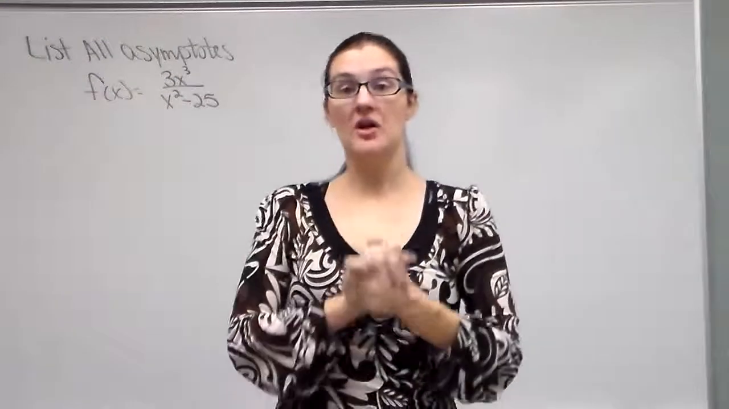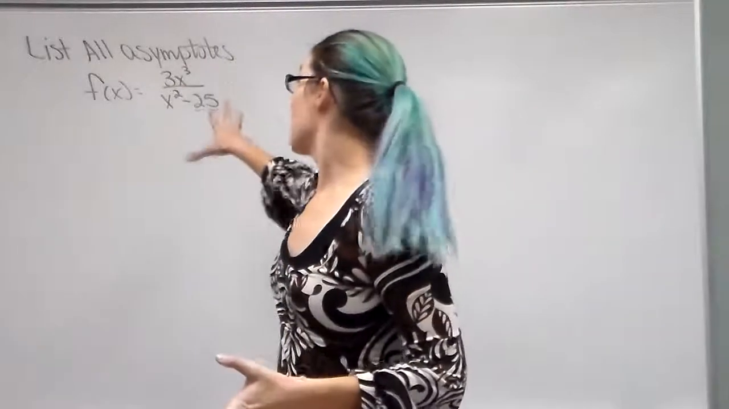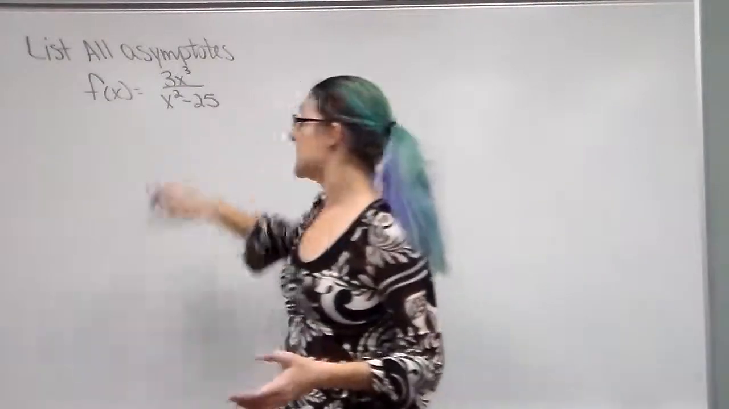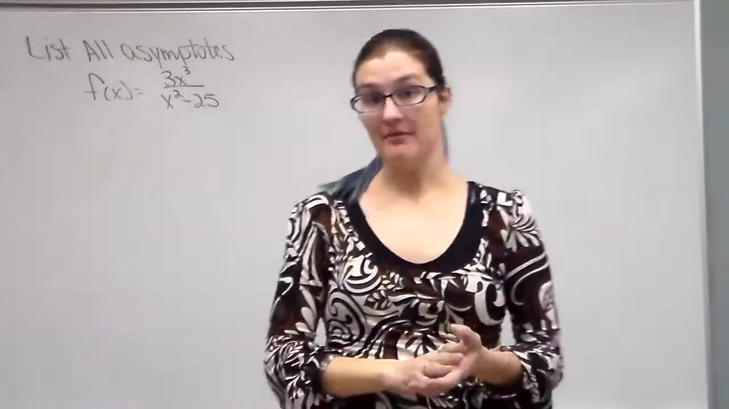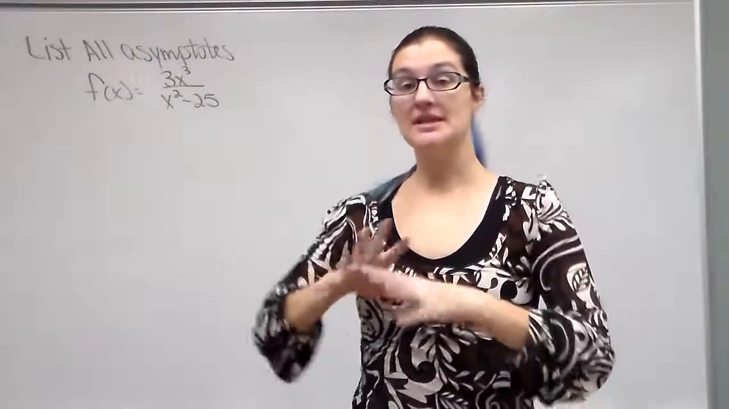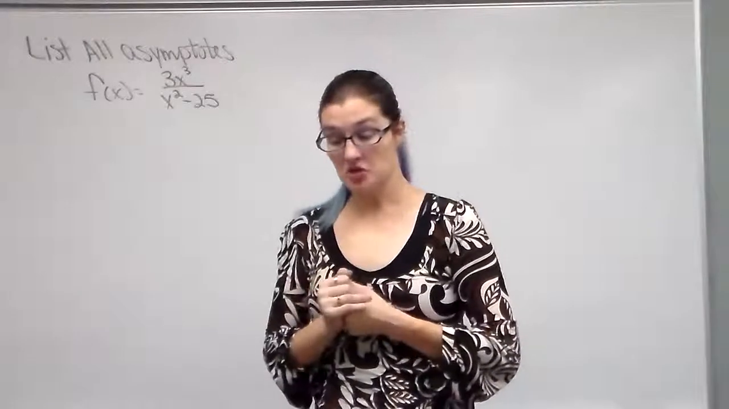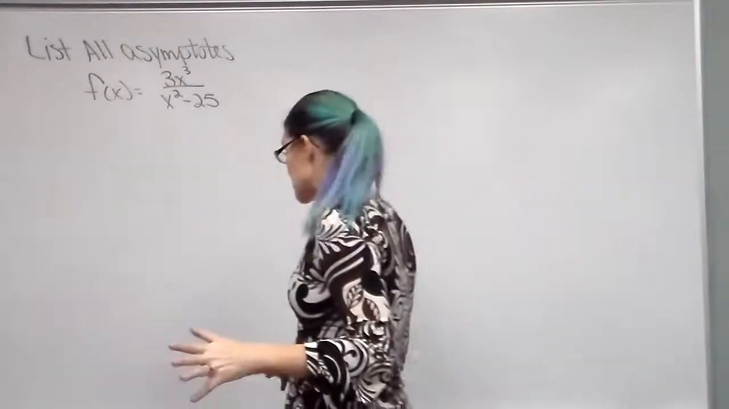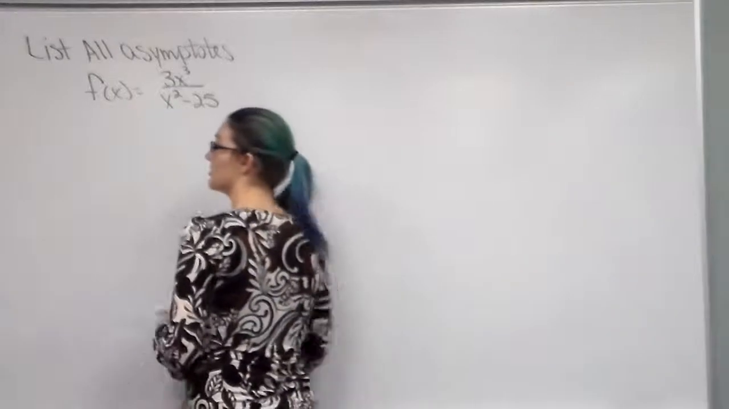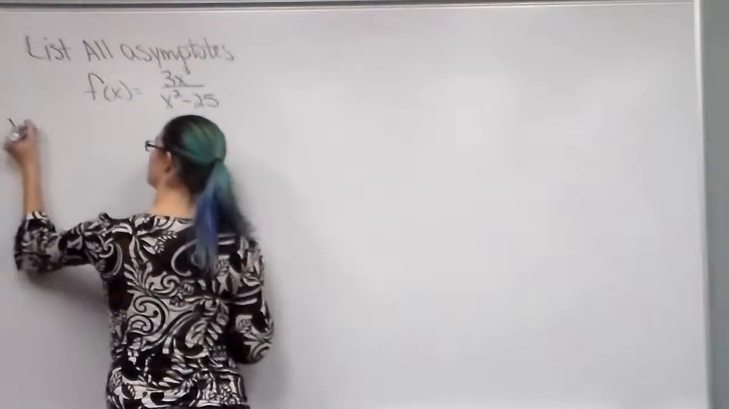Alright, so now I'm going to do a video on asymptotes. So we have a function, 3x cubed divided by x squared minus 25. And the directions are to list all the asymptotes. So we have three different types of asymptotes that we're concerned with in college algebra. The first one is going to be your vertical asymptotes.